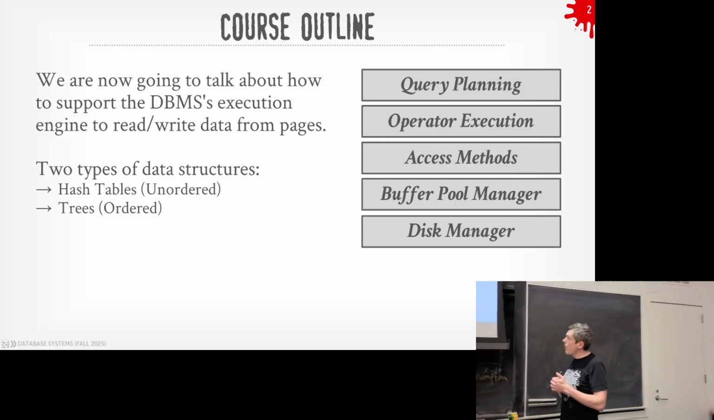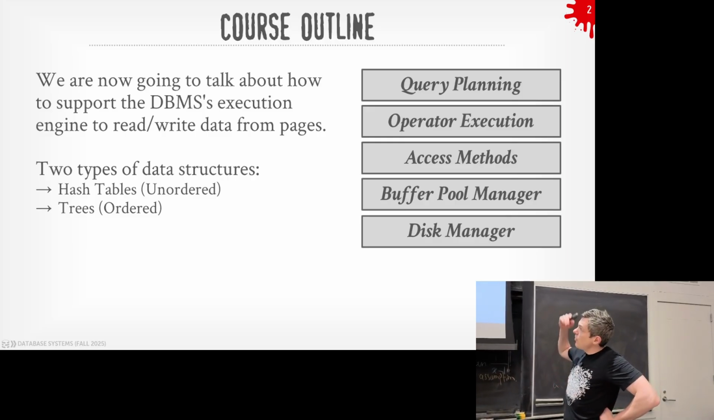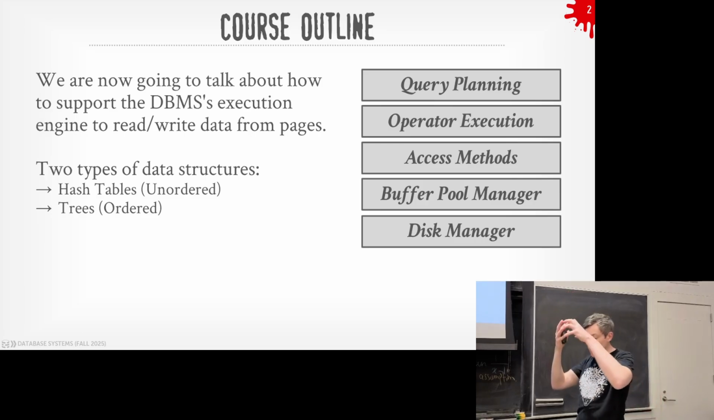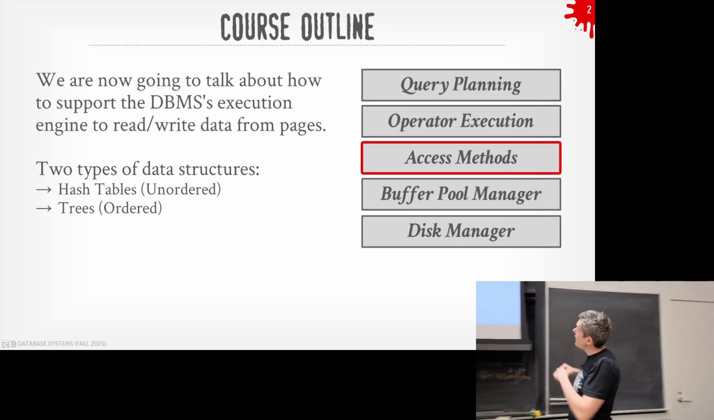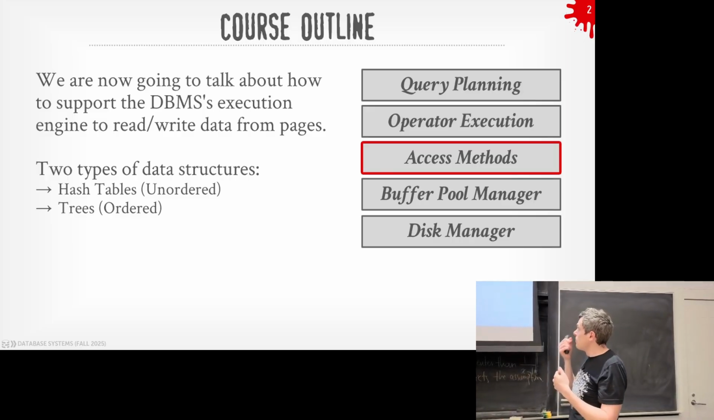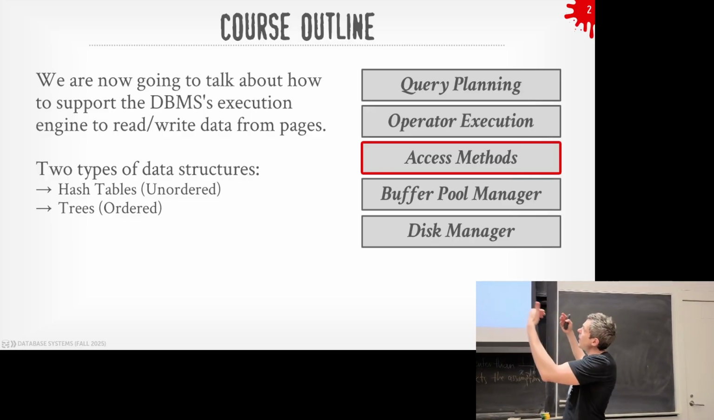You remember this diagram from the beginning of the semester, where we're now going to start talking about how we're going to build the support infrastructure in a database system to start executing queries. So we're going to be in this middle layer here, what I call access methods. It's basically the API we're going to expose to the operator execution above to get access to the data that we want.